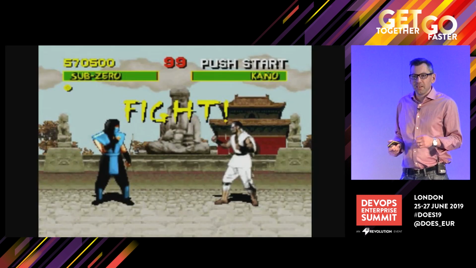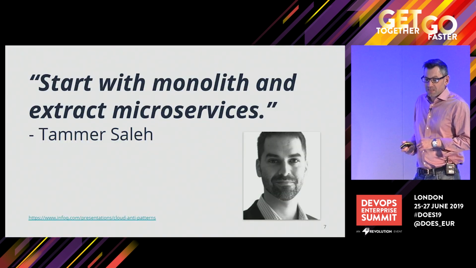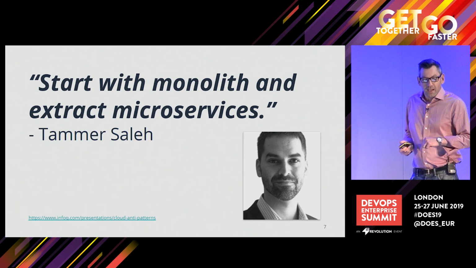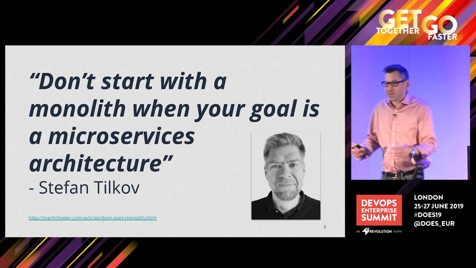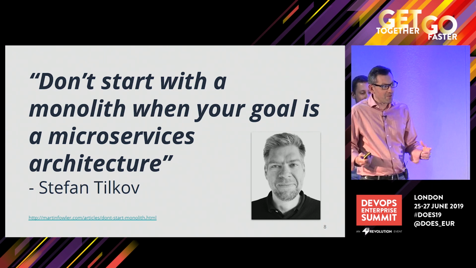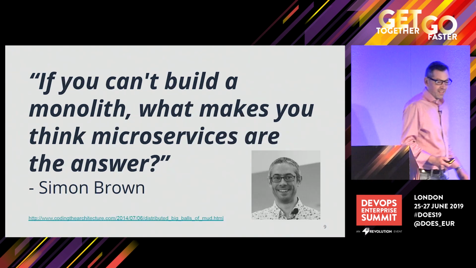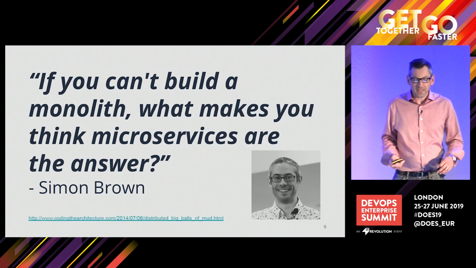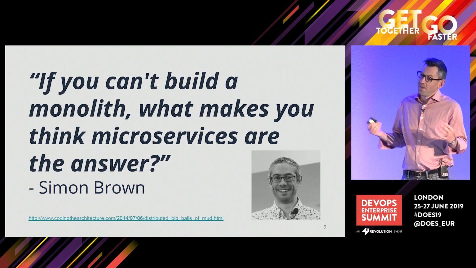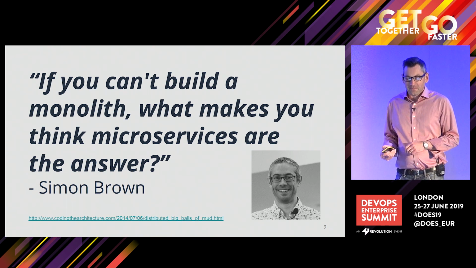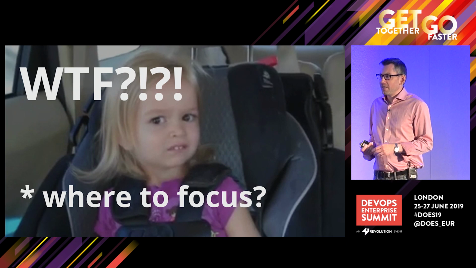So in the blue we've got Tammer Saleh, who says start with a monolith and extract microservices. And then over the other side of the arena we've got Stefan Tilkov, who says don't start with a monolith when your goal is microservices. And then the wise words of Simon Brown, who says, if you can't build a monolith, what makes you think microservices are the answer? So what's going on here? Where should we actually focus?